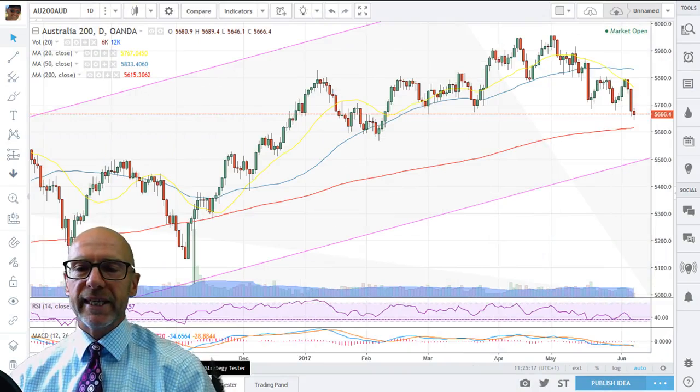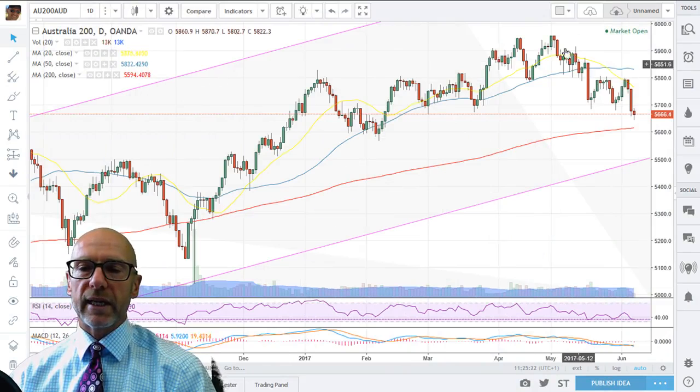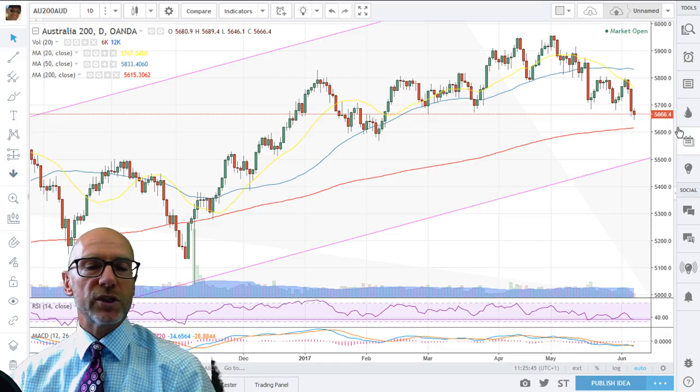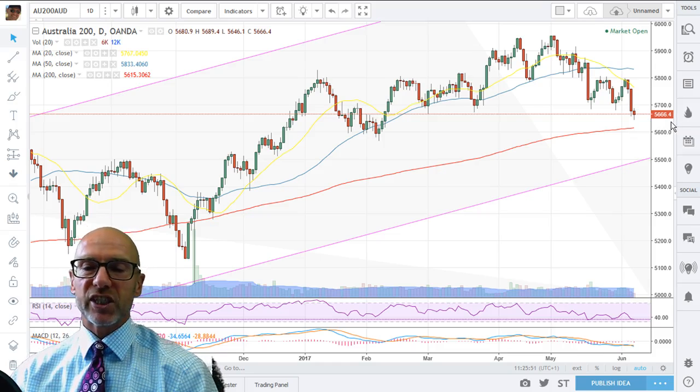So here we have the daily, and you can see that it's been quite weak since those highs at the 1st of May. We're in a downtrend. We're getting this continual pattern of lower highs and also lower lows. You could say that we're perhaps towards the lower boundary of that trend, and also we are towards now the rising 200-day moving average, which is at 5615.3 with the index at 5666, so that's starting to become a factor.